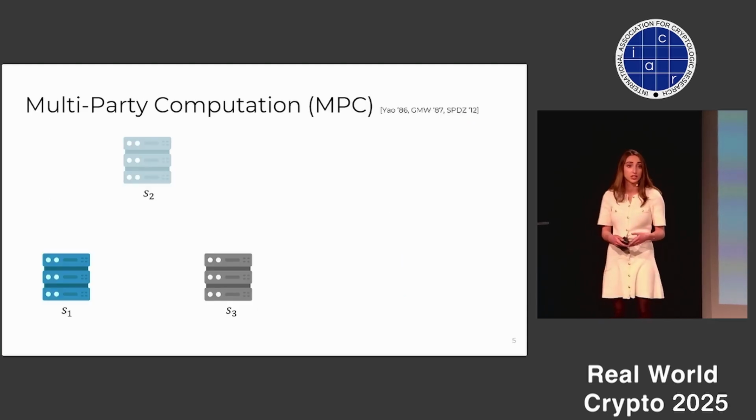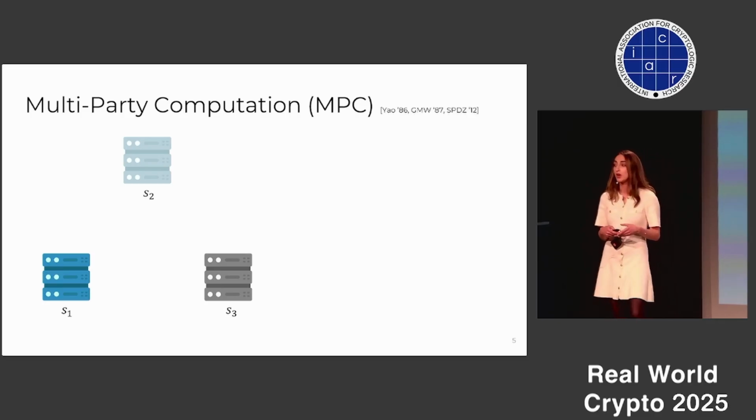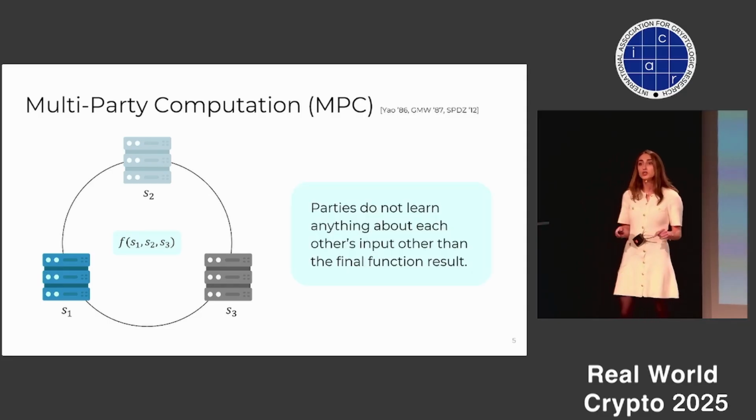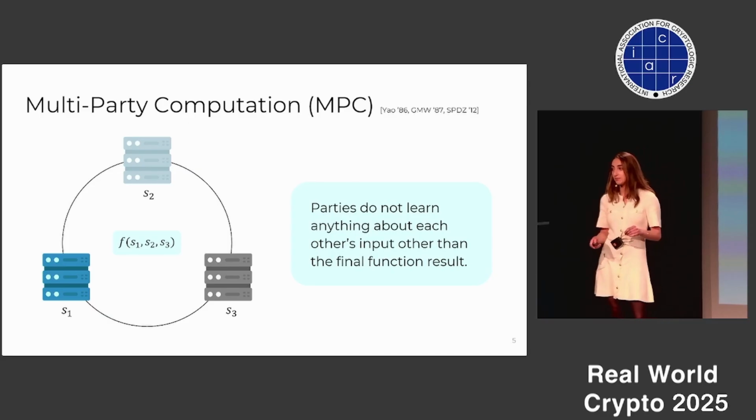Many distributed trust applications are enabled by a cryptographic primitive called multi-party computation, or MPC, where several parties are going to compute some joint function f on their inputs, and the key property of MPC is that the parties do not learn anything about each other's inputs other than the final function result.